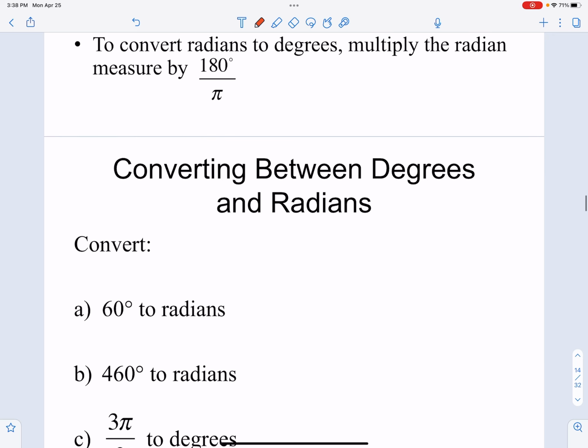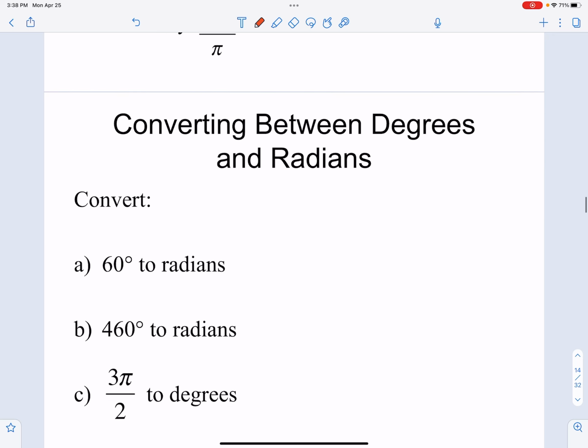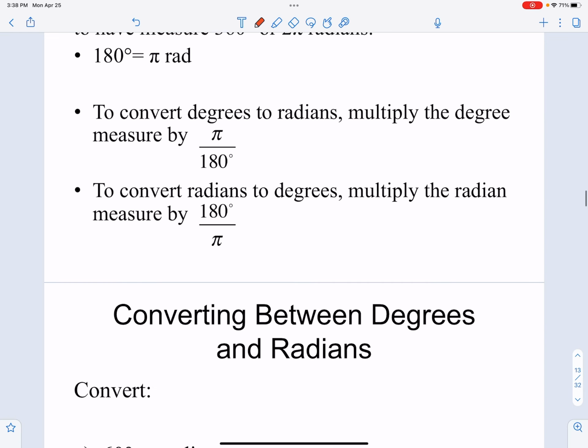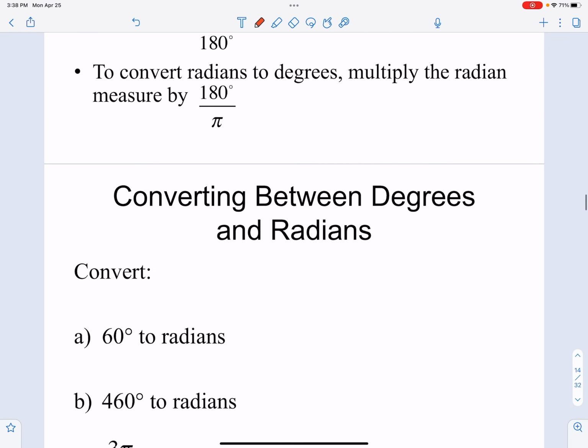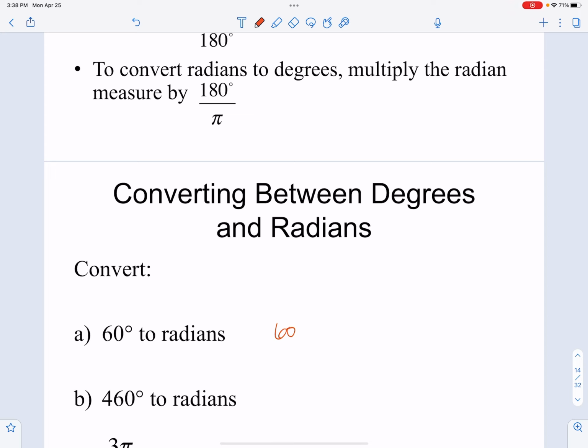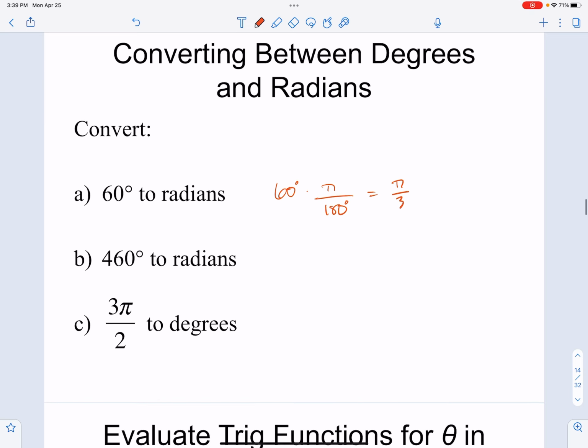Okay, so in order to go from 60 degrees to radians, we would multiply 60 degrees by pi over 180 degrees. And that would end up being pi over 3. And the degrees would cancel.